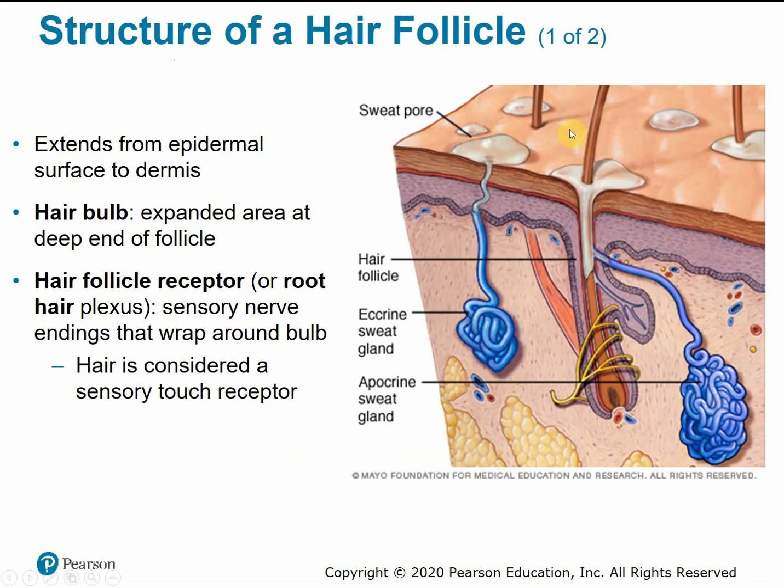The hair follicle is going to extend from the surface of the epidermis all the way into the deep dermis below. The hair bulb is the expanded end, the very base of the hair follicle. The hair follicle receptor, or the root hair plexus, is our sensory nerve endings that wrap around that hair follicle bulb. So hair itself is considered to be a sensory touch receptor. So again, this is how we can feel when an insect lands on our skin.